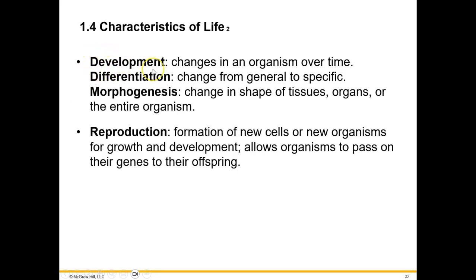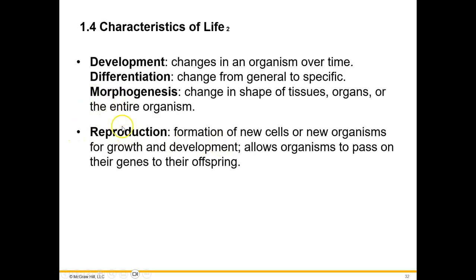But development refers to the changes, like the stages of life that organisms go through, that humans go through, like infant to toddler to adolescent to elderly. And then differentiation is what happens early in development, when the cells that were forming the embryo start to specialize and become skin cells or blood cells or nerve cells. They differentiate or specialize. And then morphogenesis is the change in shape of tissues, organs, or the entire organism. Morph refers to shape or form.